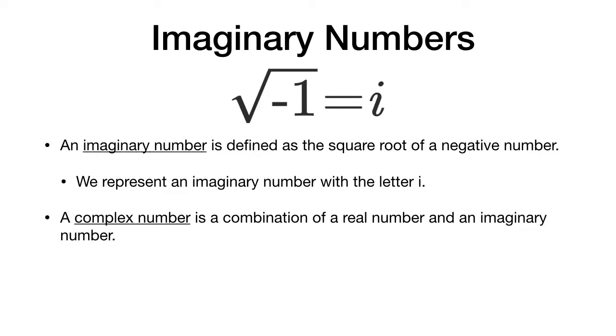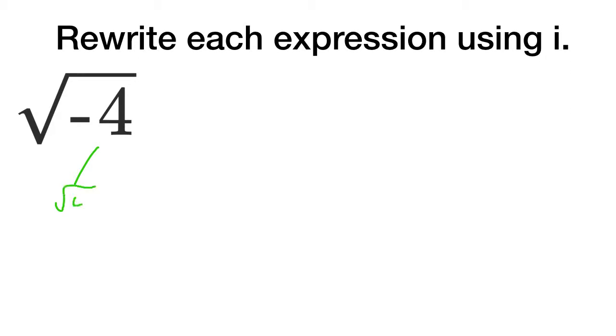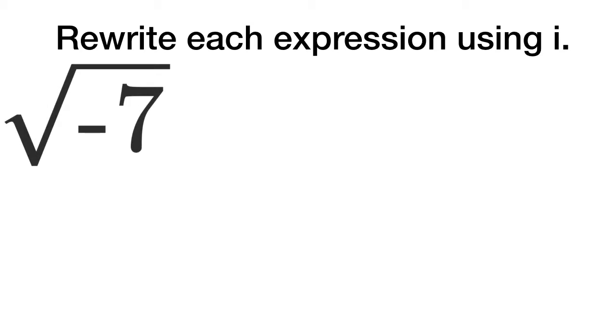And a complex number is a combination of a real number and an imaginary number. We'll see those more later. So we're going to rewrite each of these expressions using i. So we're going back to this one. Remember I said that was the square root of 4 times the square root of negative 1, which means 2 times i. There we are. So let's try another. Square root of negative 7. Well, the square root of 7 I can't simplify, but I can say that the square root of negative 1 is i. So i square roots of 7.